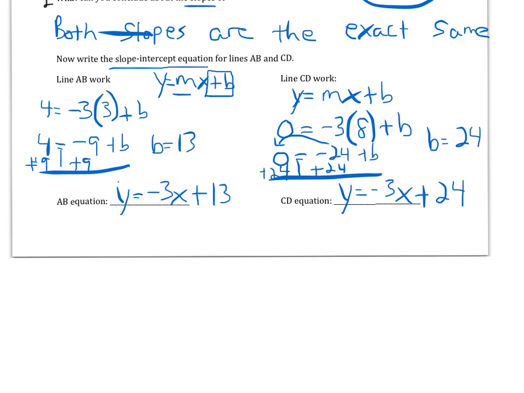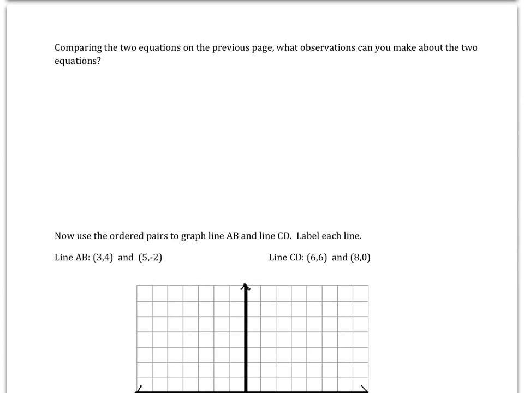Alright, let's go on to the next page. Comparing the two equations on the previous page, what observations can you make about the two equations? Look back at those previous two equations, and I specifically want you thinking about how the slopes compare and how the y-intercepts compare. So hit pause now, take a minute, and write it out in words. What's similar and what's different about the slope and the y-intercept of those two equations? Hit pause and do that now.